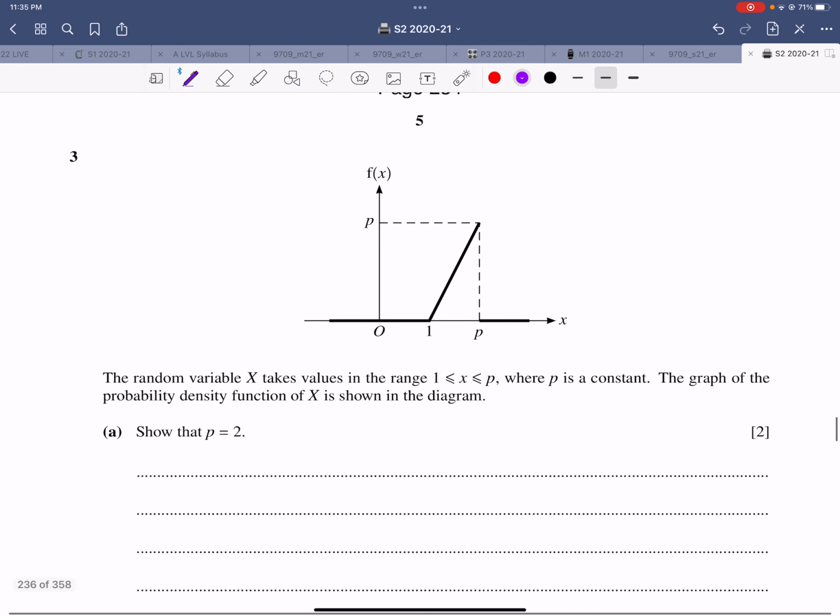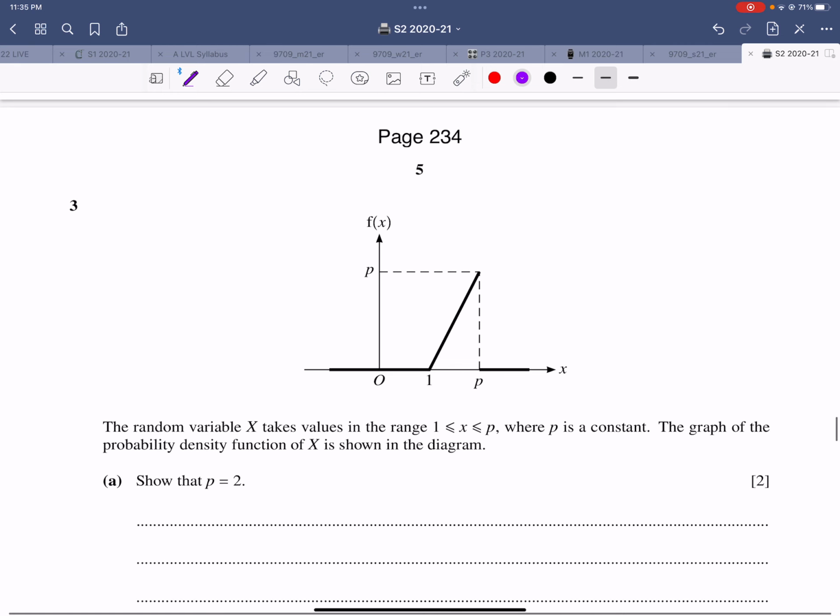Right from the start, you know what it is about. This is a question of CRV, continuous random variable, and the emphasis is very much on a graph and interpretation of the graph, something to do with symmetry, coordinate geometry, and so on. The random variable x takes the values in the range 1 to p. So the lower limit is 1, the upper limit is p. The graph of the PDF is shown in the diagram. The p is over here. The base is p minus 1.